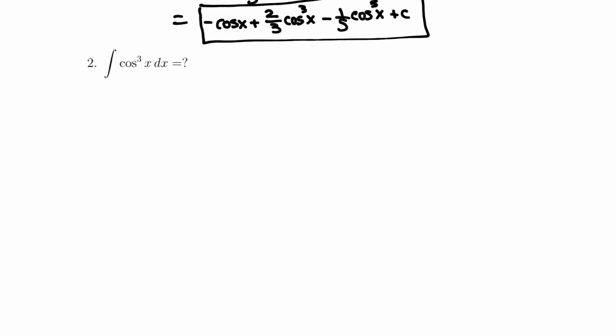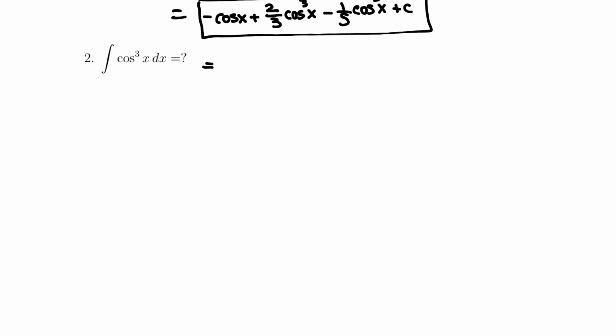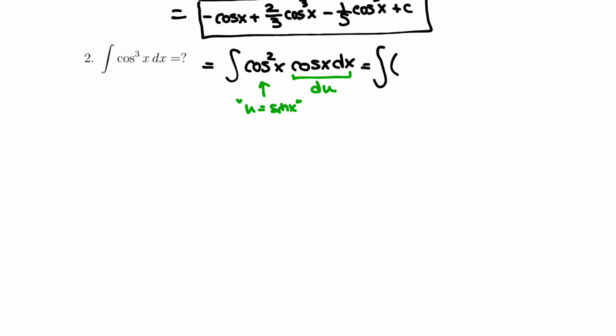You took your cosine cubed and you changed your cosine cubed into cosine squared times cosine. Why did you do that? Your end goal was to turn this into a derivative, which meant you needed to have u to be in terms of sine. So this is where our trig identity comes into play. Cosine squared is 1 minus sine squared.